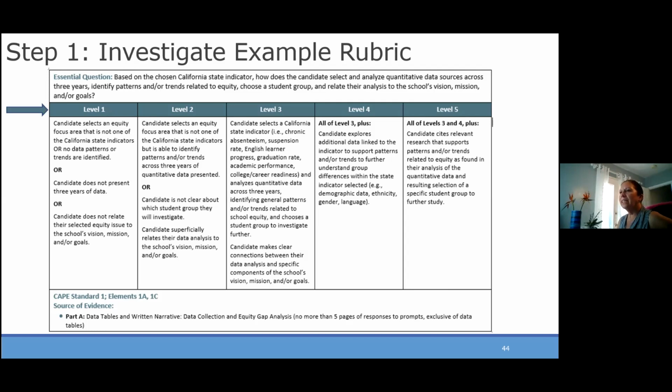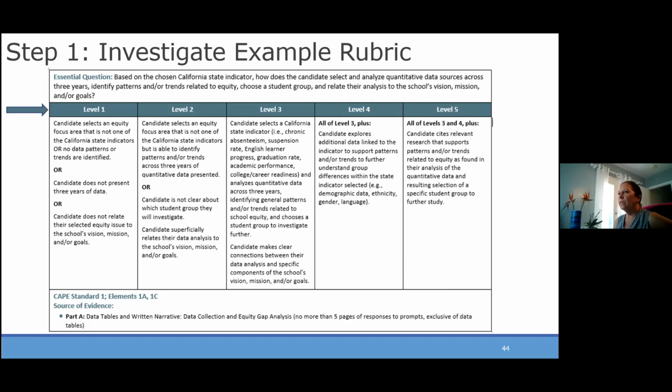Finally, in that last chunk of text there, the candidate makes clear connections between their analysis and specific components of the school's vision, mission, and goals. Again, we ask them to do that. They have done that. It is clear that the candidate can now be at a level 3.